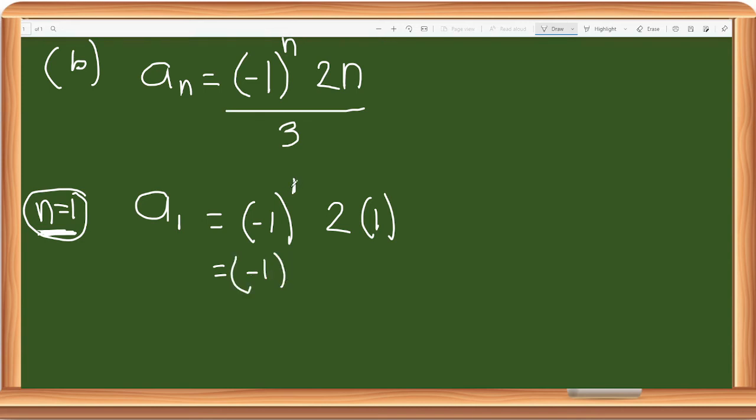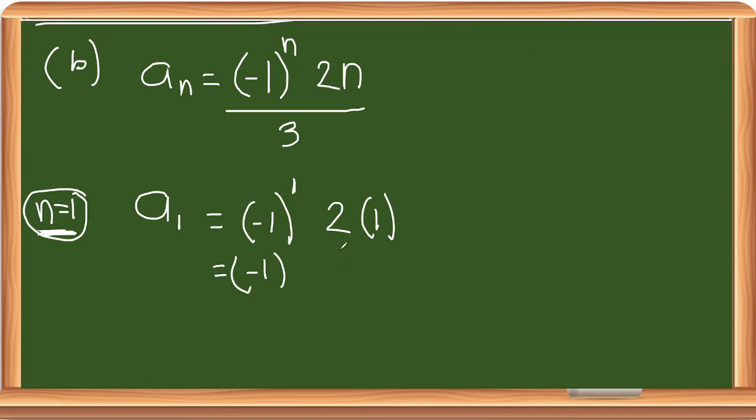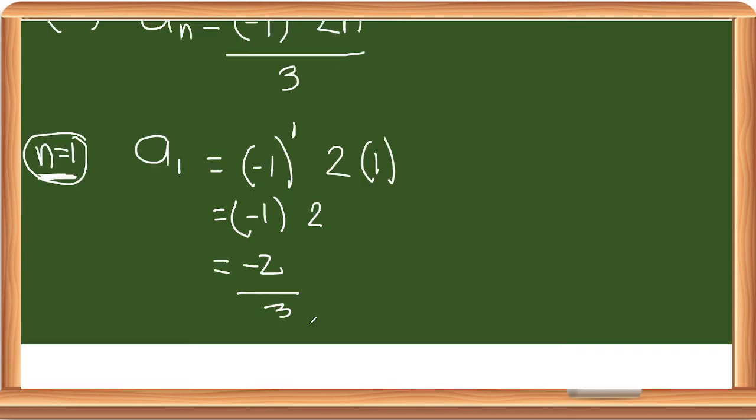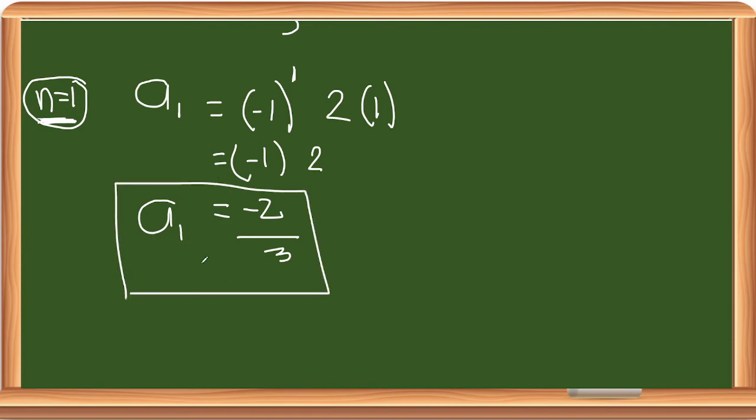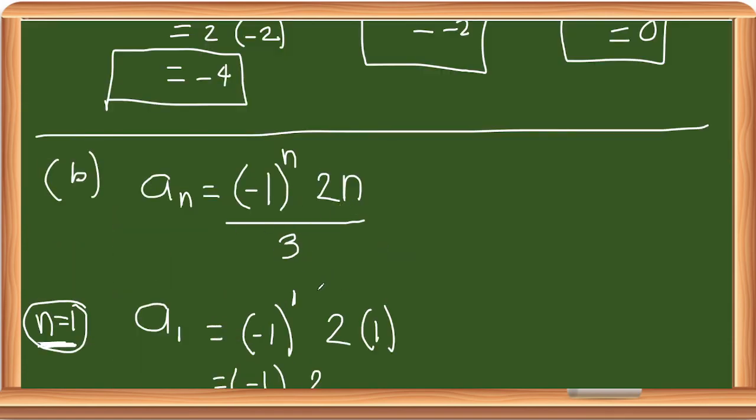Kasi nga naman, negative 1 raised to the first power, odd number. And then, 2 times 1 is 2. So, we have negative 2. Kaya lang, meron pang over 3. So, lagay natin dito 3. So, that is negative 2 over 3. So, a sub 1, therefore, yung first term mo is negative 2 over 3. Nakalimutan ko, meron pa palang over 3 dito.